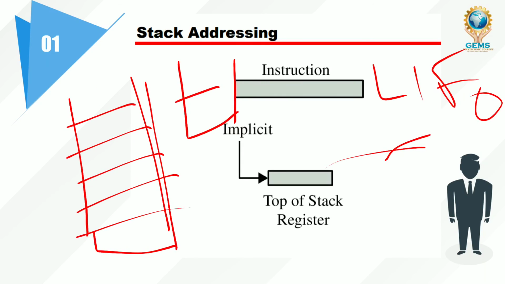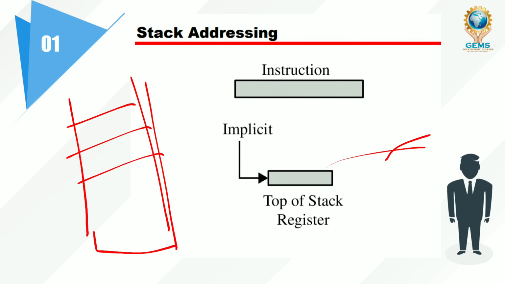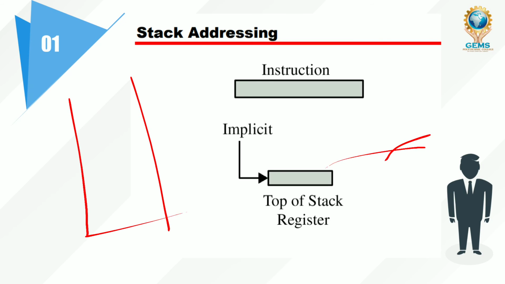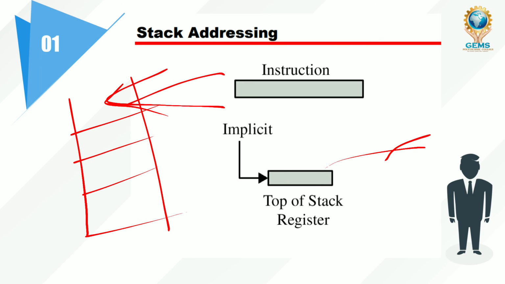Top of the stack. Imagine this is a stack, and always the pointer will be at the top of the stack. This is called the top of the stack, the implicit top of the stack list. So here it tells you where the operand is available. The top of the stack.